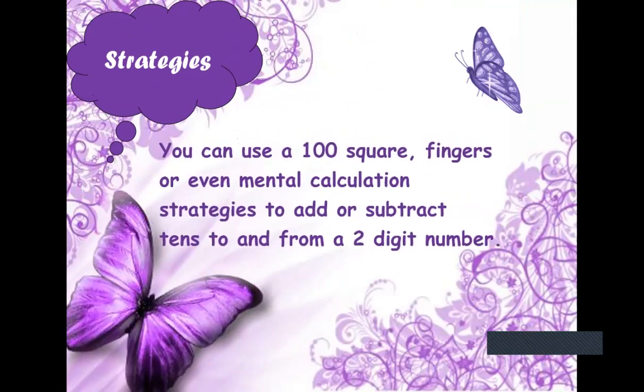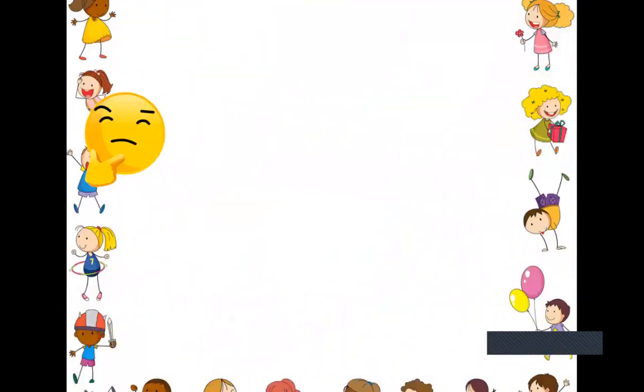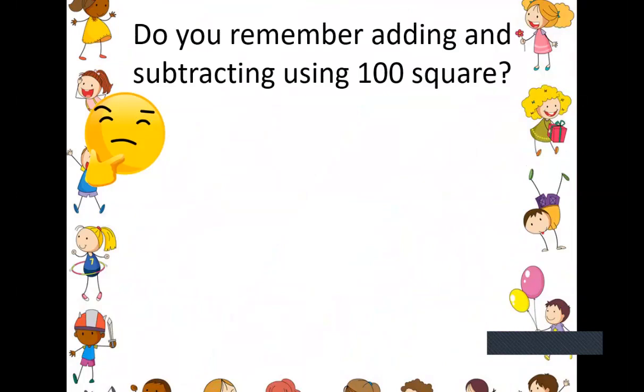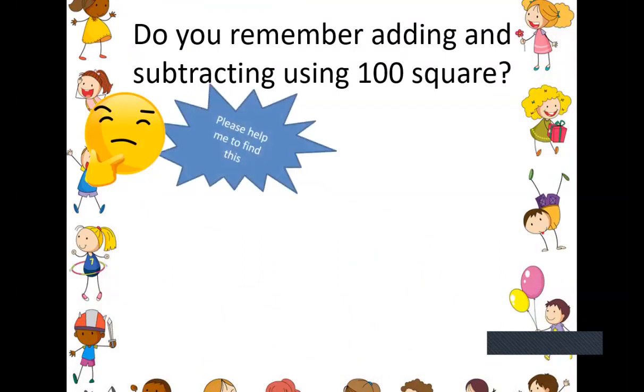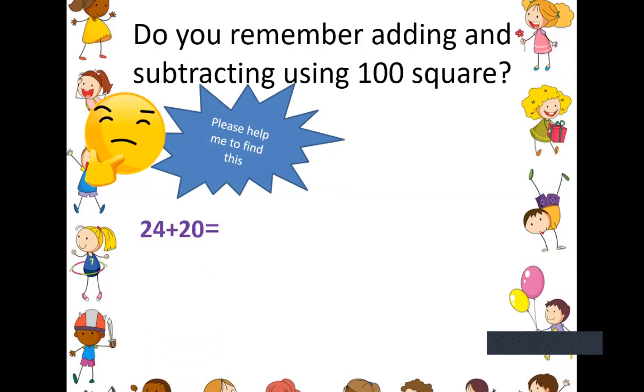Strategies we are using: you can use a 100 square, fingers, or even mental calculation strategies to add or subtract tens to and from a two-digit number. Do you remember adding and subtracting using a 100 square? Please help me to find this.